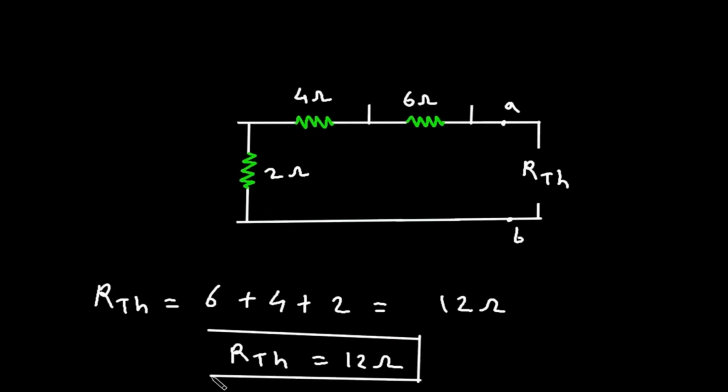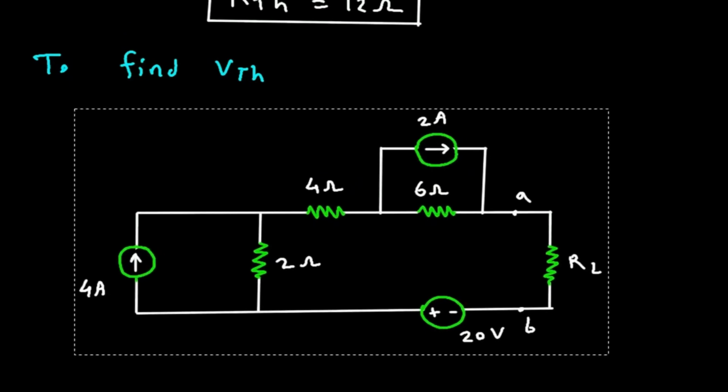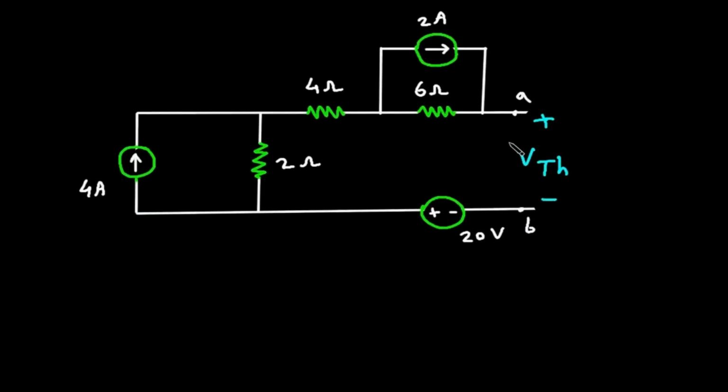Next we have to find VTH. So to find VTH, here this will be our VTH between terminal A and B. This will be VTH. This will be positive and this will be negative. Now to find VTH, we will convert this current source into its equivalent voltage source. So here this will be a voltage source, this will be positive and this will be negative.